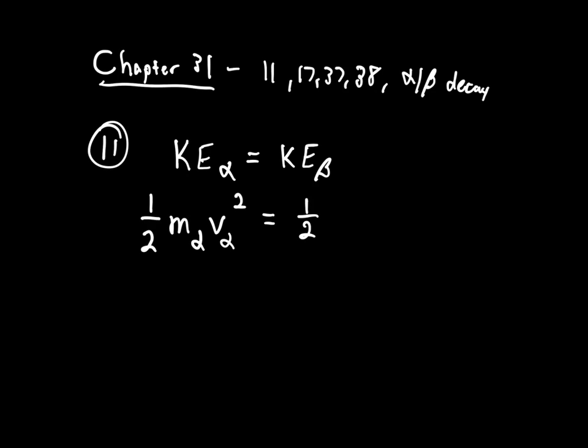Jumping in mid-problem. 1/2 mass of the beta particle times velocity of the beta particle squared.